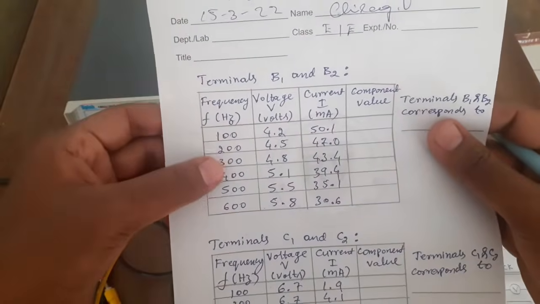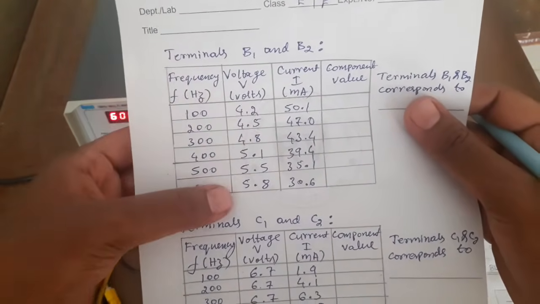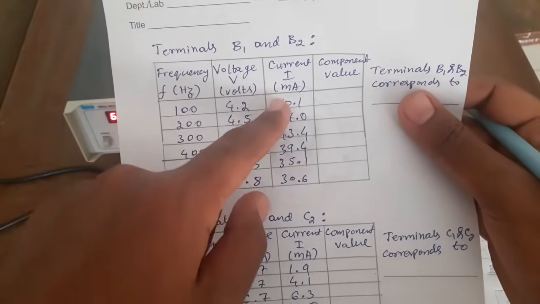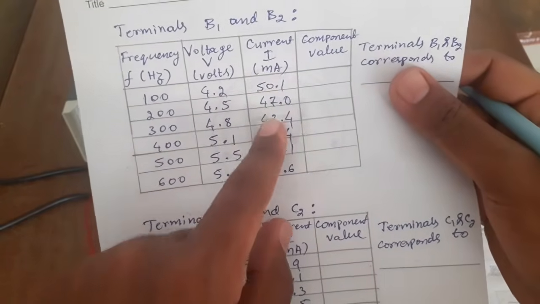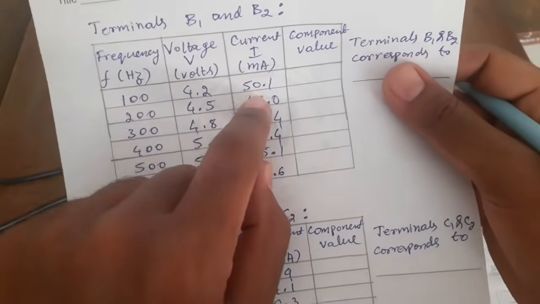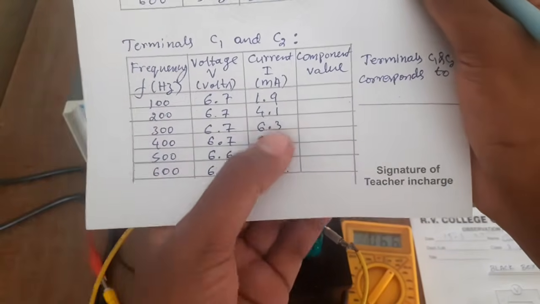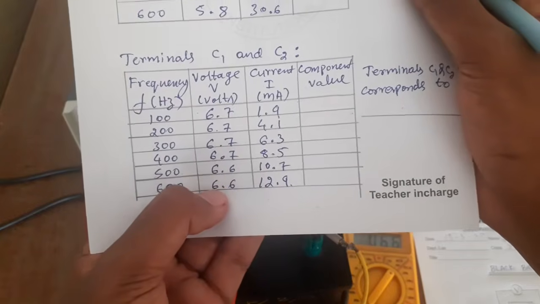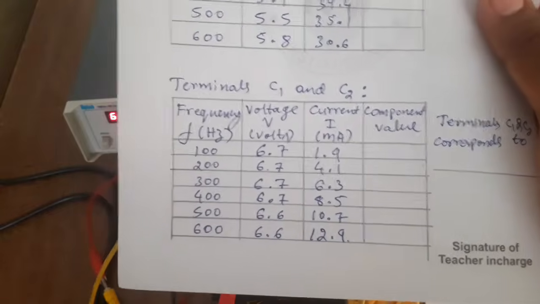Then for the second terminal, B1, B2, you can see that as frequency is increasing, the current is decreasing and voltage is remaining almost the same. So when it is going to reduce the current, which component is it? It is an inductor, because of the back EMF it is going to reduce the flow of current through it. For the last one, as you increase the frequency, the current is increasing and voltage is fairly constant. So this is a capacitor. For a capacitor, as frequency increases, it starts allowing the current.